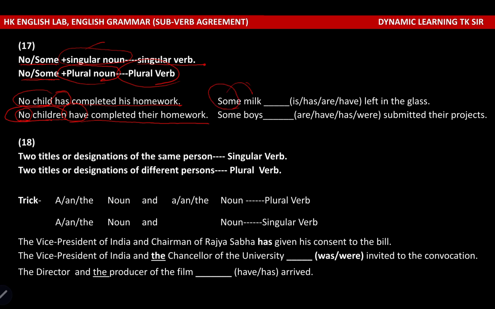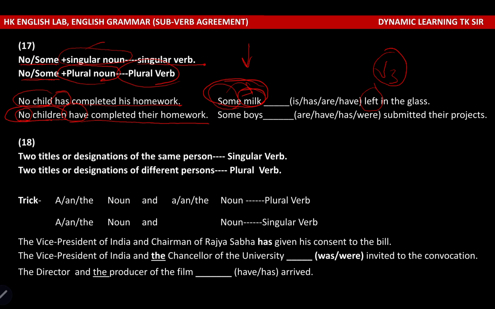Like this, look at here. Some. After some, what have I used? Milk. Milk is an uncountable noun. Means this total term becomes uncountable and singular. So what will be the right answer? Left, it is your V3. Okay, and here look at here. That will mean passive form. Why is it passive?